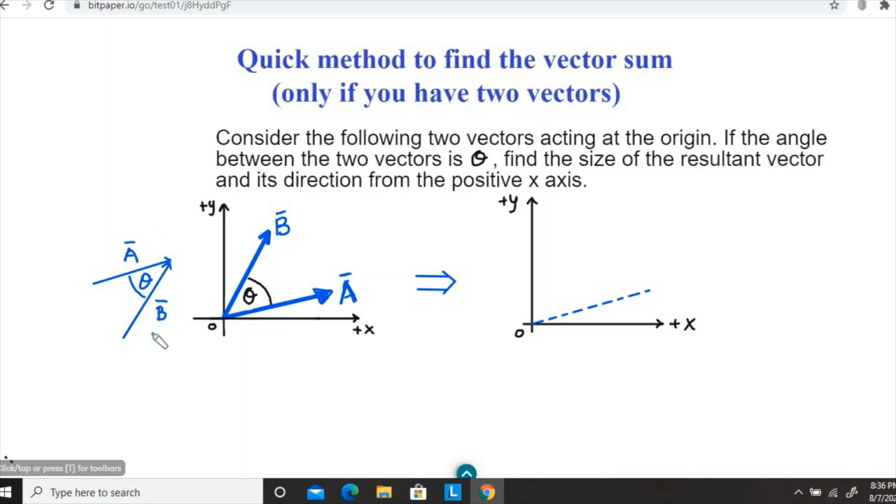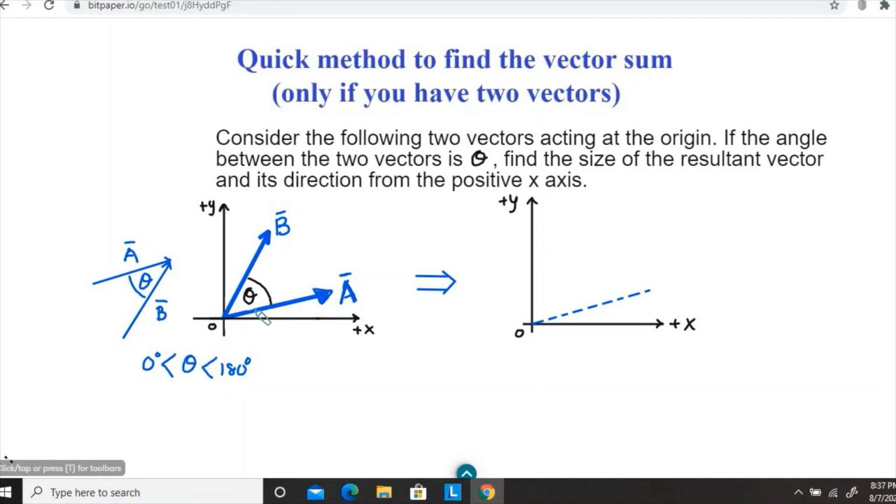And also the other thing is that this theta, the angle between the 2 vectors, should be less than 180 degrees and greater than 0 degrees. So remember, theta should be between 0 and 180 degrees. So that's when we can use this method.